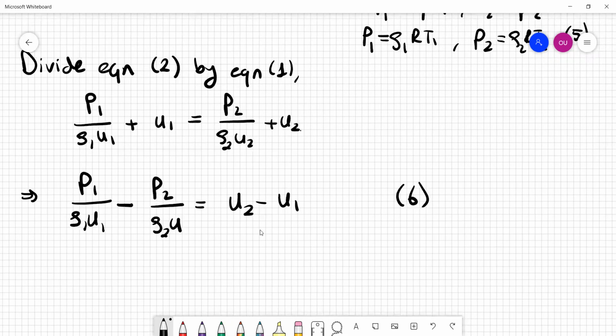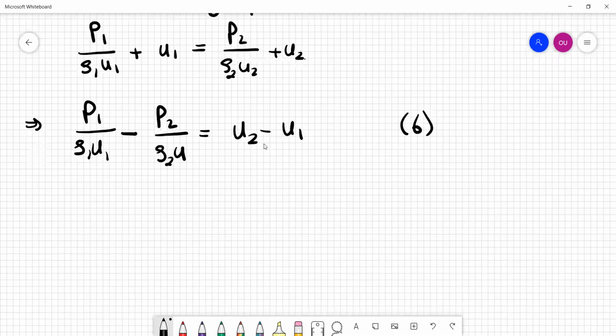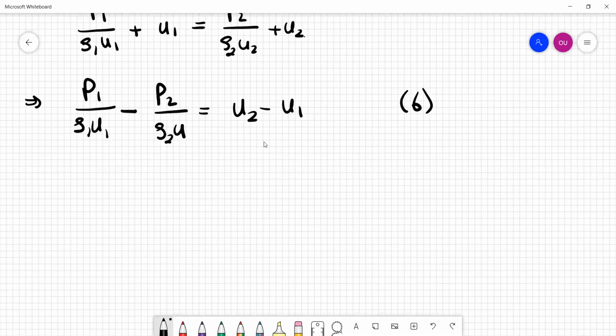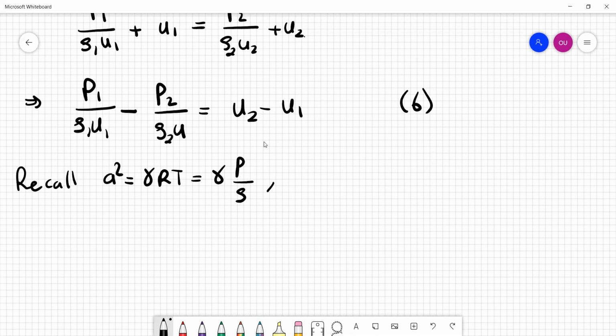Now we start to introduce the definition of speed of sound. So remember, we know that a square is equal to gamma RT, or we can also write this as gamma times P over rho if we make use of the equation of state. So let's use this in equation 6, which is just here.